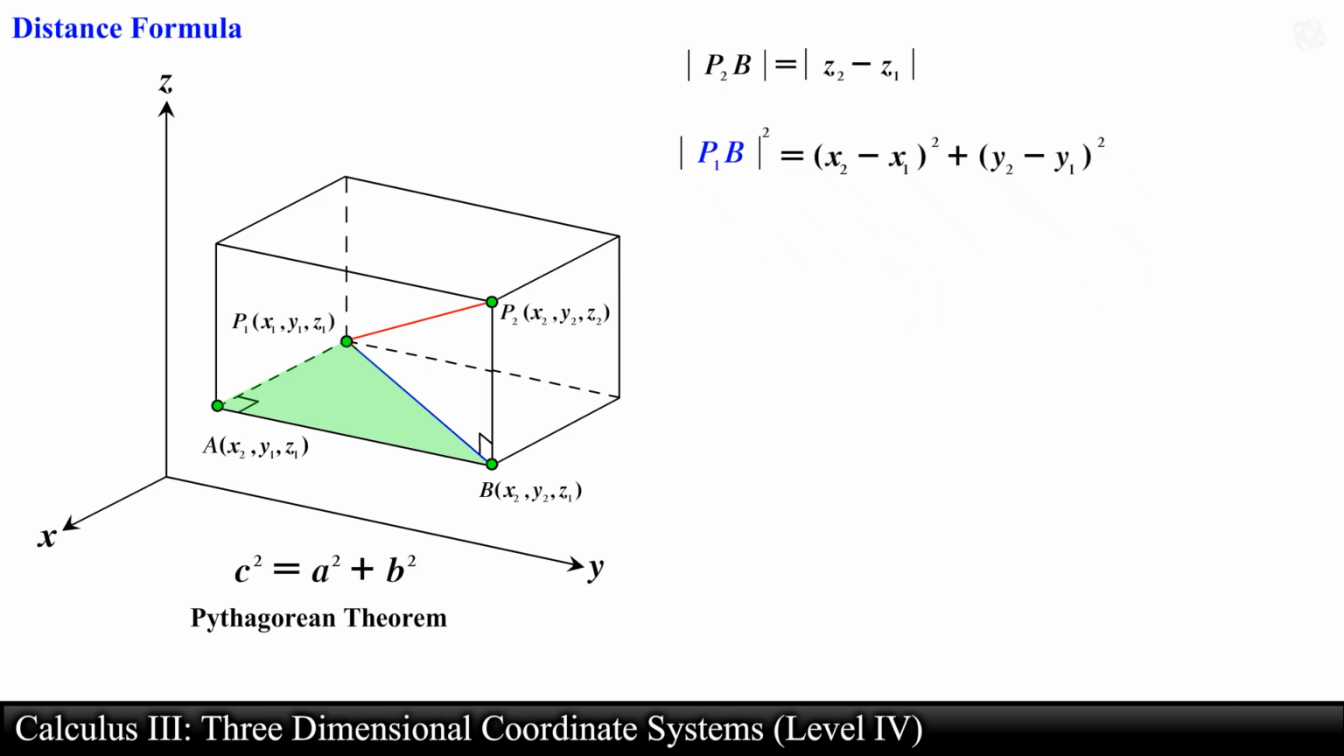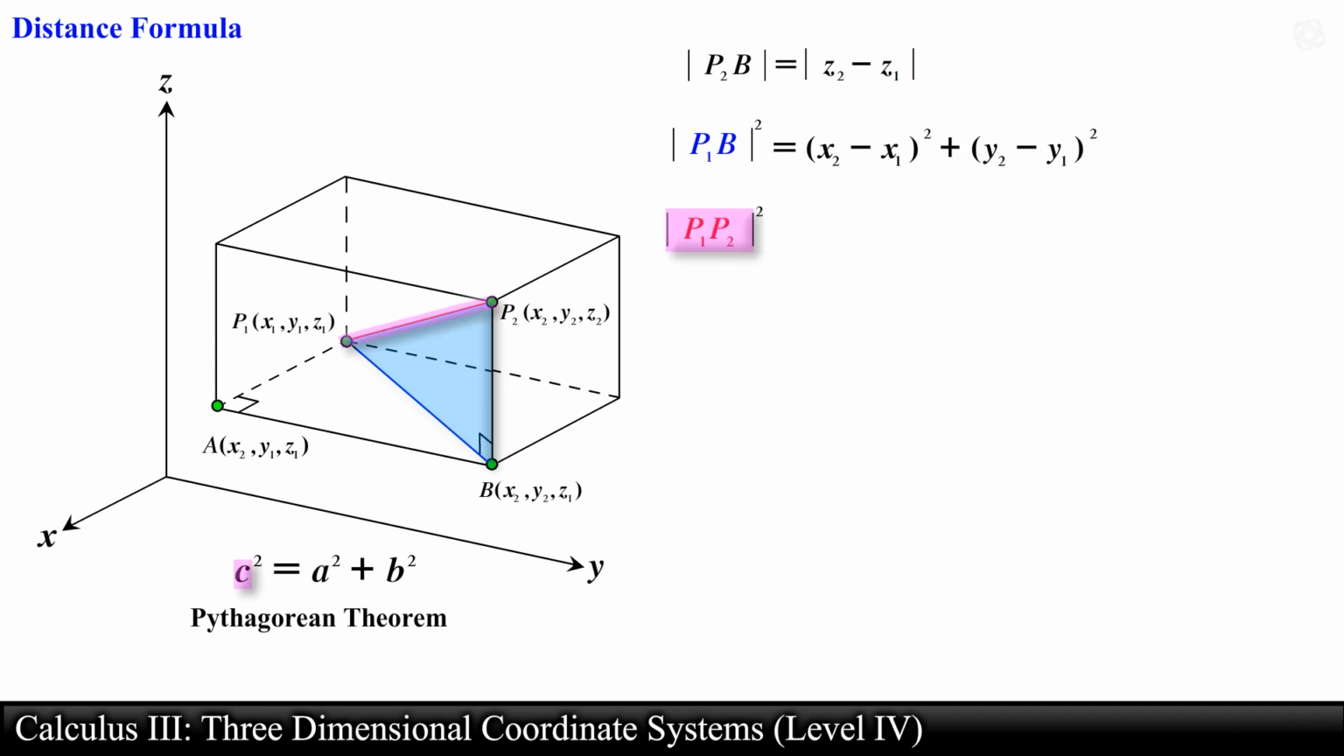Now, let's apply the Pythagorean theorem to the other right triangle that has as its hypotenuse the red line, which is ultimately what we are trying to solve for. So we have that the length of the red line segment squared has to equal the length of the line segment between point 1 and point B squared plus the length of the line segment between point 2 and B squared. From the first application of the Pythagorean theorem, we found the line segment between point 1 and B.